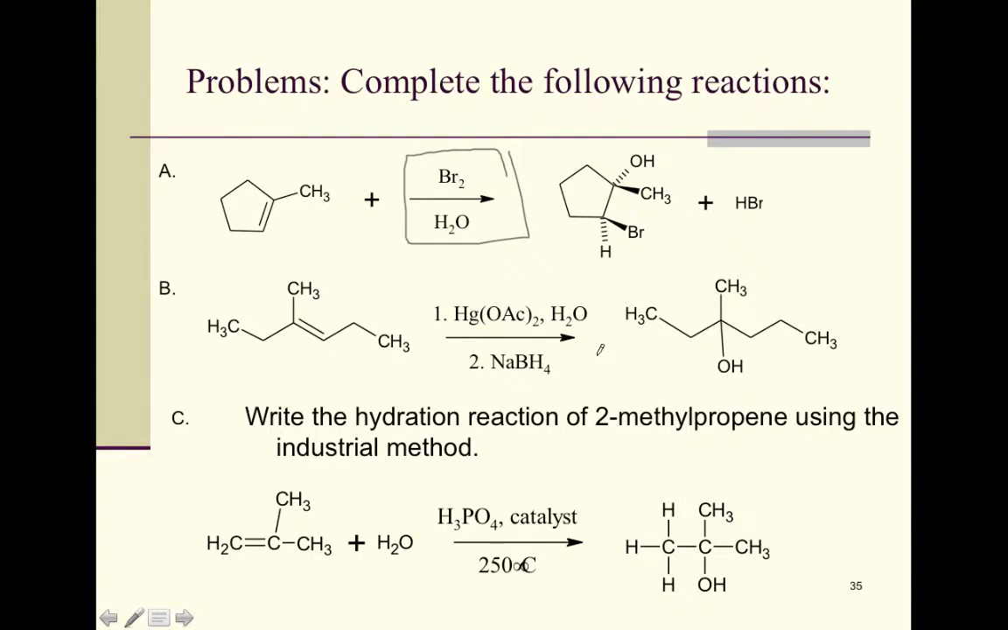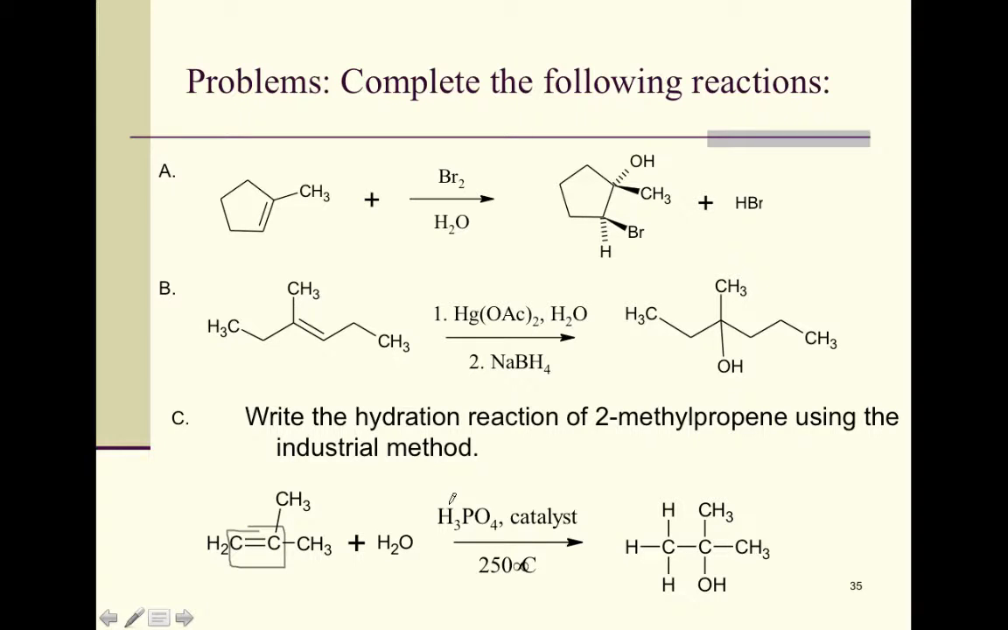For letter B, this is a reaction that adds water across the double bond, H and OH. It does follow Markovnikov's rule, so hydrogen will be on this carbon here, while OH will be on this carbon here. For this last reaction, this also adds water across the double bond, so it's these two carbons here involved in it, and hydrogen's going to go to the side with more hydrogens, the OH is going to go here.